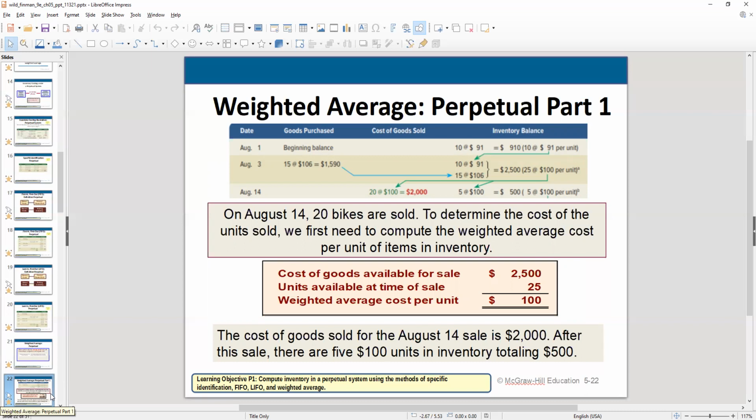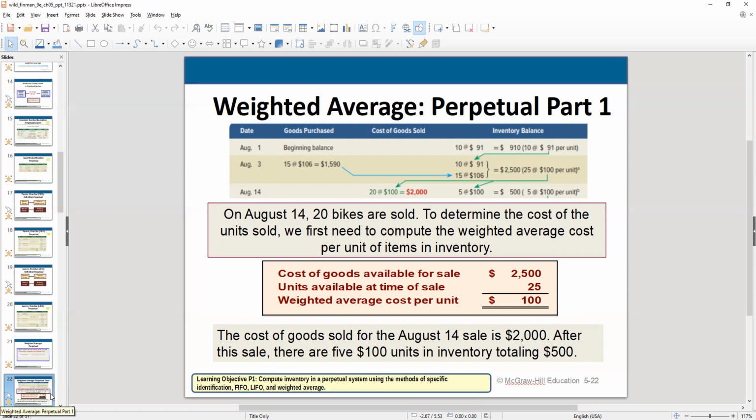On August 14th, 20 bikes were sold. To determine the cost of units sold, we first need to compute the weighted cost average of what's in inventory. If we look at August 1st, we start off the same, 10 bikes at $91, no change there. Then on August 3rd, we buy 15 bikes at 106. So we have to multiply the 10 bikes times 91, and then 15 bikes times 106, and add those together, and it comes to $2,500.